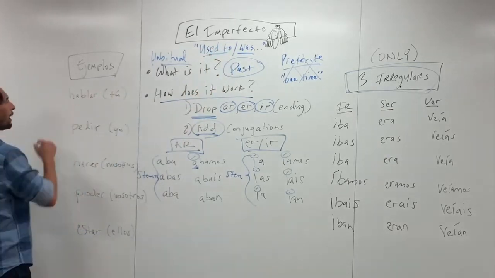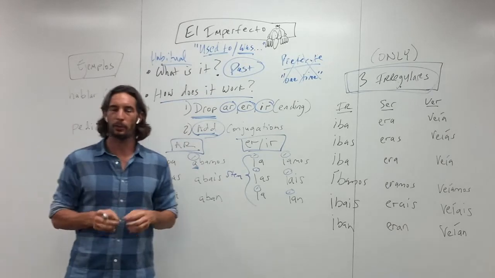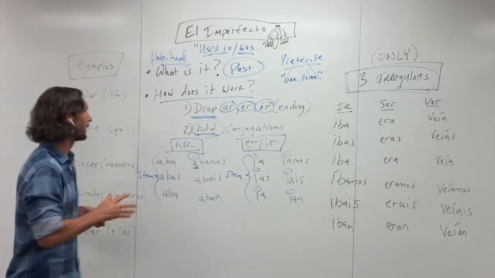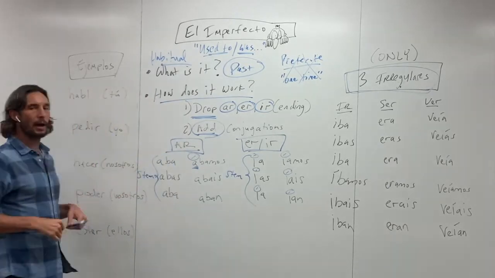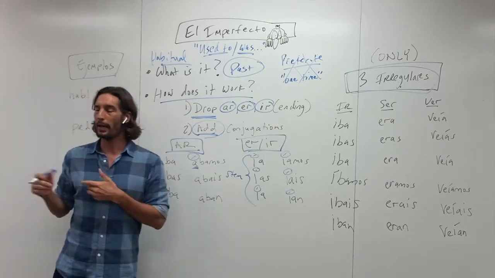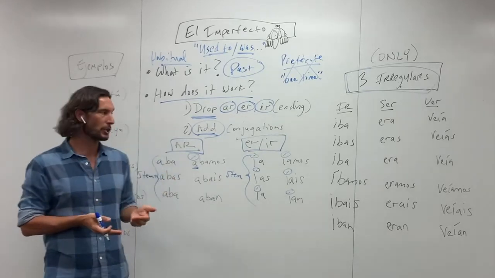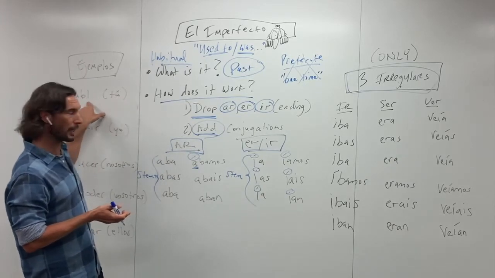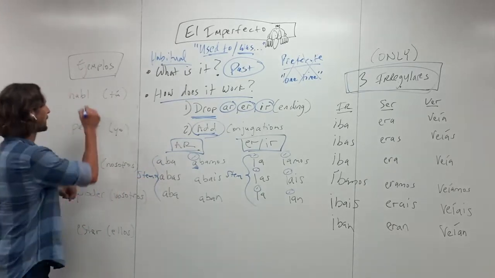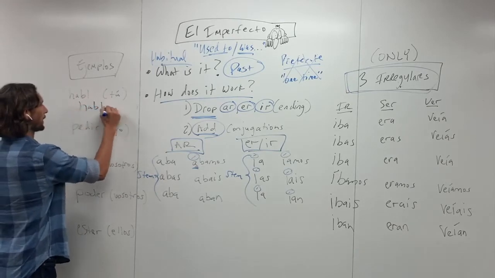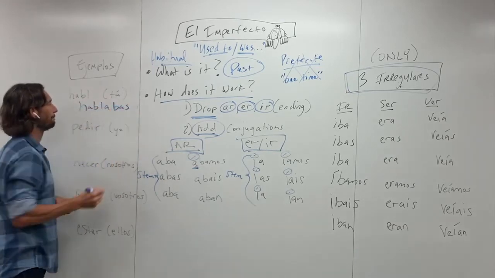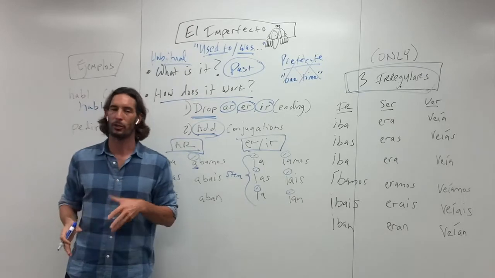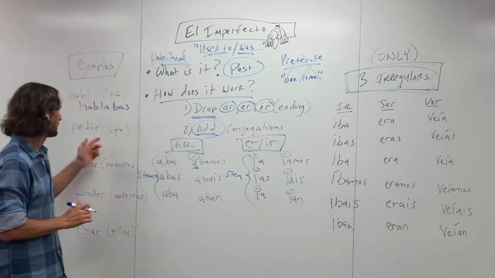So hablar, for tú, right? So we have hablar. So again, we drop the ending, so we drop the AR, right? And then we add the appropriate conjugation. And so since we have hablar, which is an AR verb, and we have tú, so we want, right? And I'll just write it right here for you guys. So we've got hablabas, right? And so that's how that works. So we attach that to the stem.